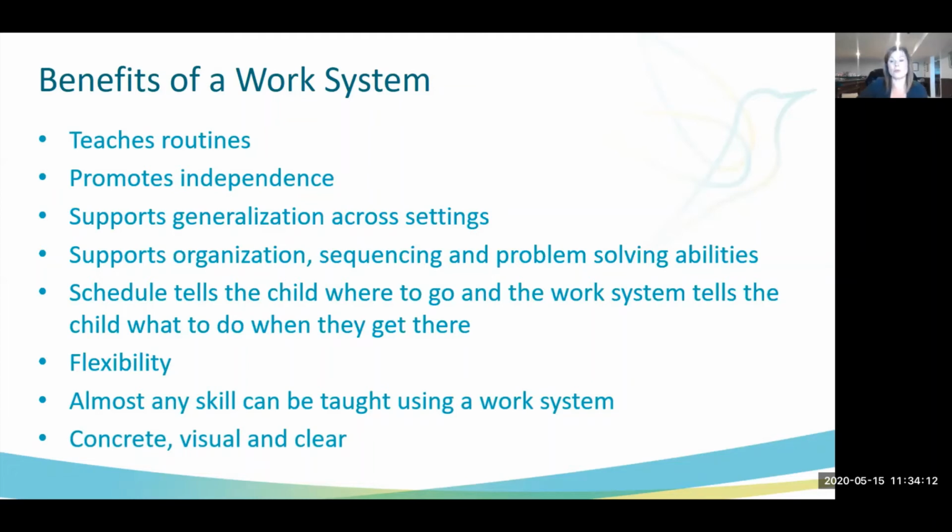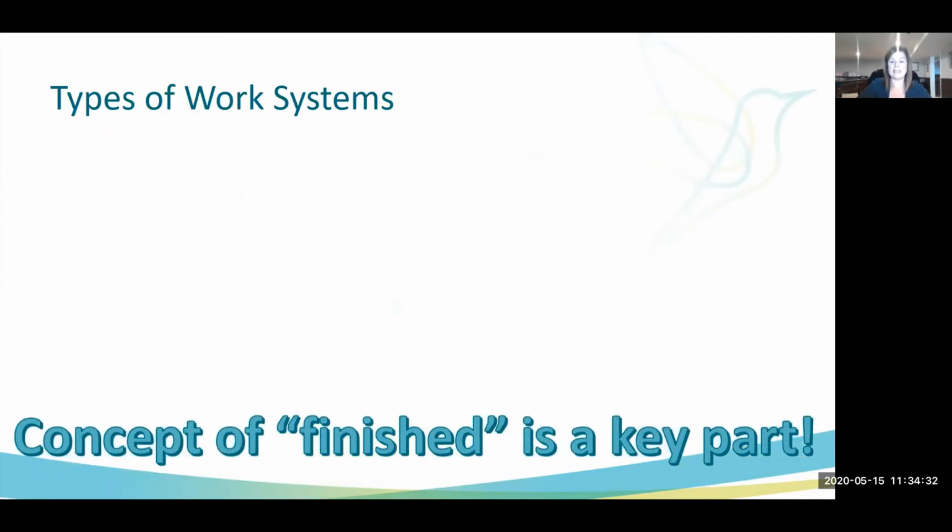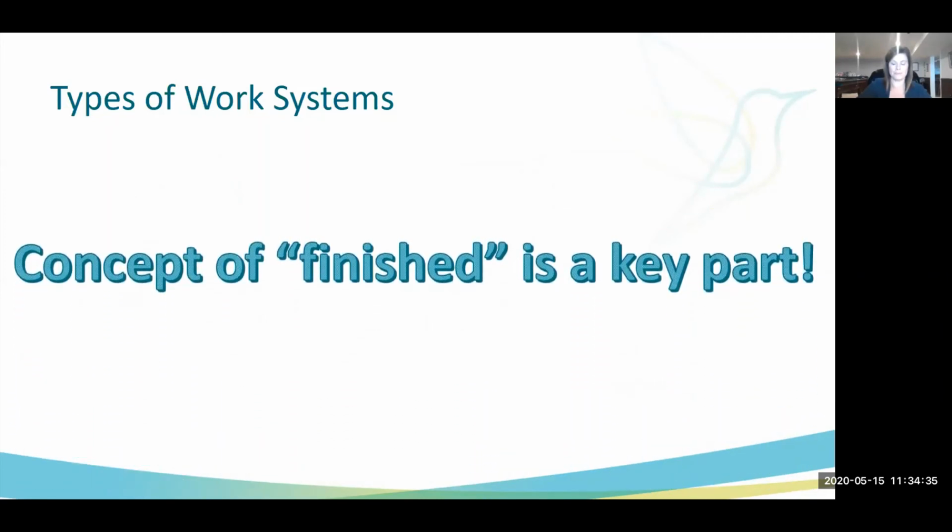There are 4 types of work systems: left to right with a finish basket, top to bottom with a finish basket, a system that uses matching, or a written system. The system needs to be individualized to the child, and the concept of finished is a key component of the system. The more the child follows the system and works through it, it becomes part of a routine.